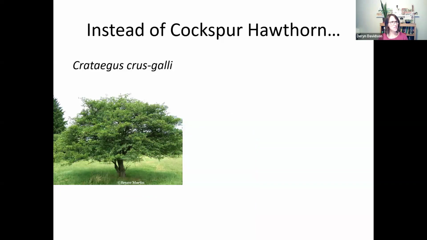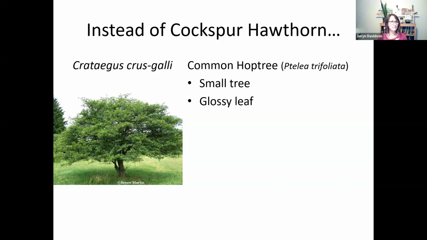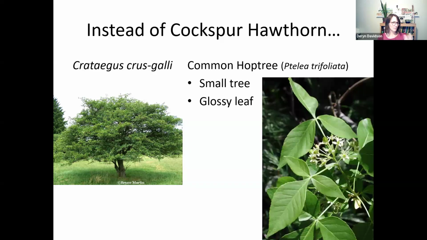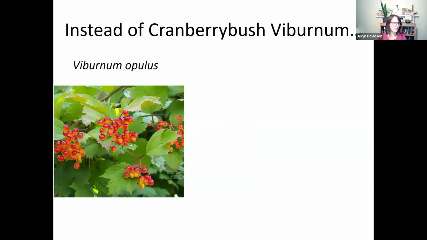Instead of cockspur hawthorn, which is a small tree, we have common hop tree. Don't see this used a ton, but it's a really lovely tree. It's very aromatic. The leaves smell kind of citrusy when they're crushed, and it has kind of a glossy leaf. You can see there pretty little clusters of white flowers, not super showy, but attractive. And then it has this wafer-like samara or fruit. I really like hop trees a lot. It's a small tree. Instead of cranberry bush viburnum, I feel like these are used a ton and they almost always have issues.